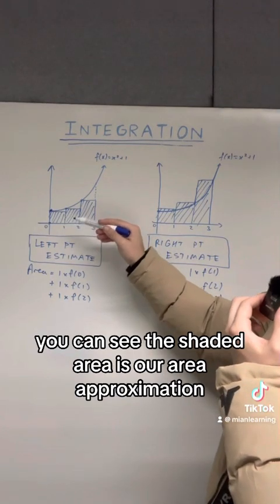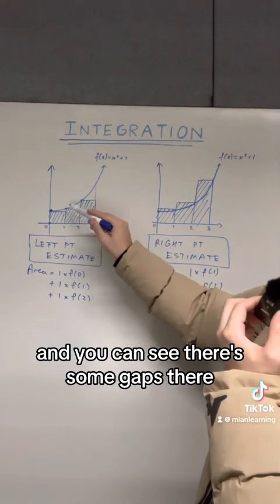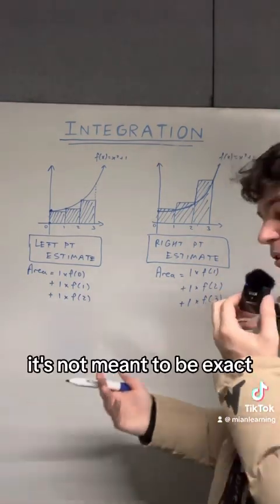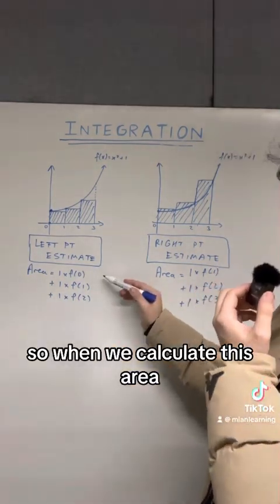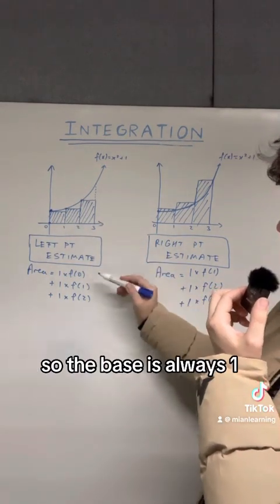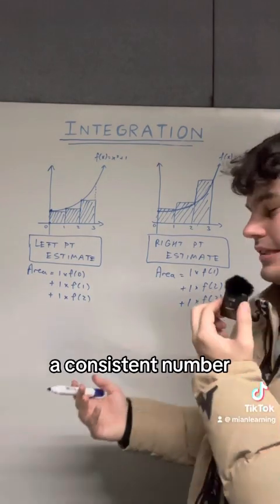You can see the shaded area is our area approximation, and you can see there's some gaps there. Obviously, the method isn't perfect. It's called estimation on purpose. It's not meant to be exact. So when we calculate this area, what we do is we just calculate the area of each of the rectangles and add them together. So the base is always 1, and usually it's chosen as a consistent number.